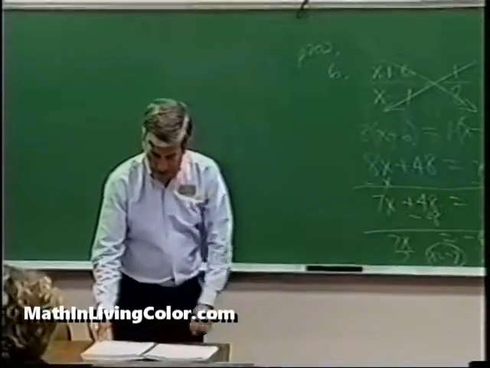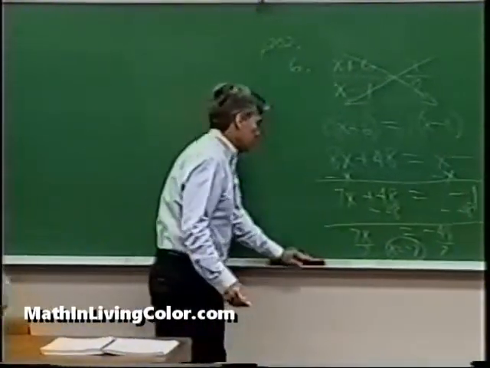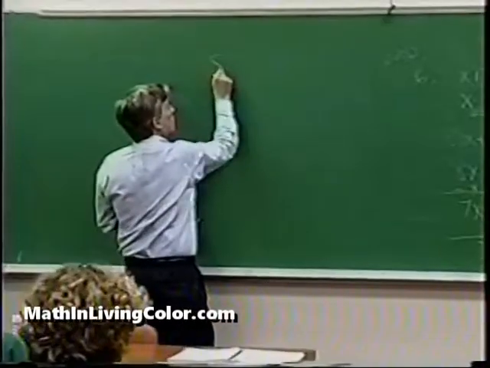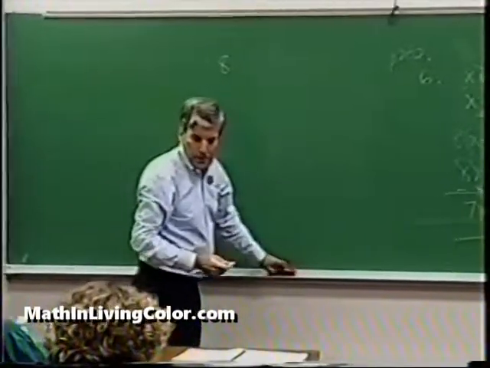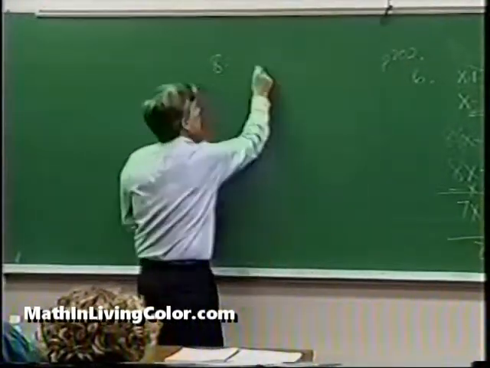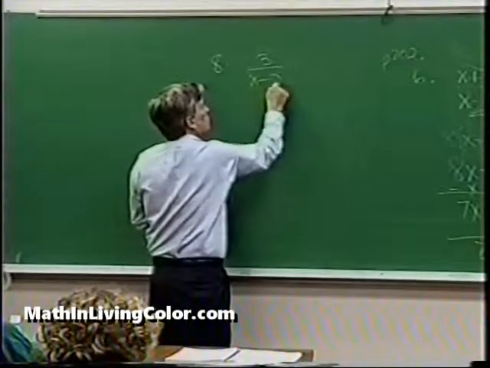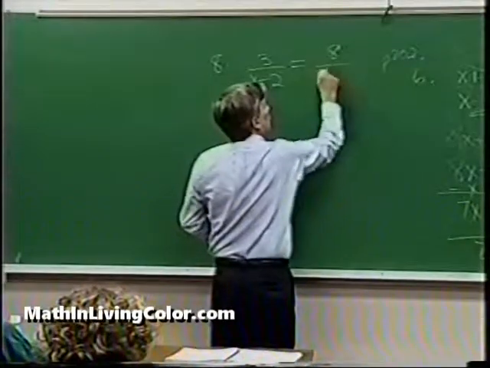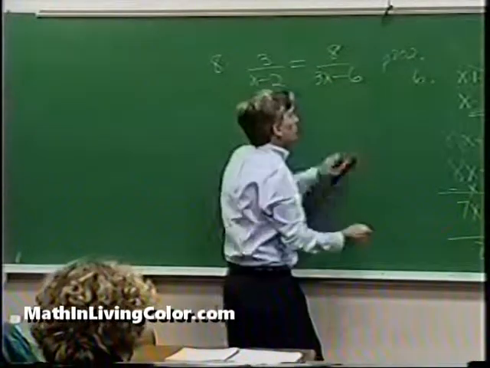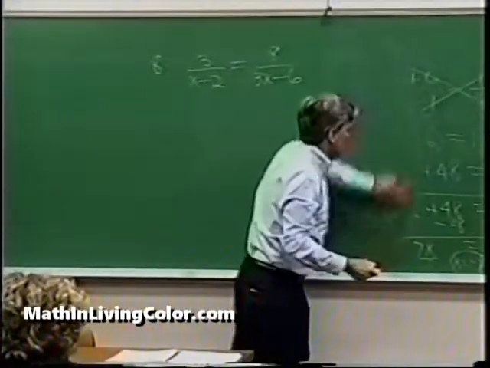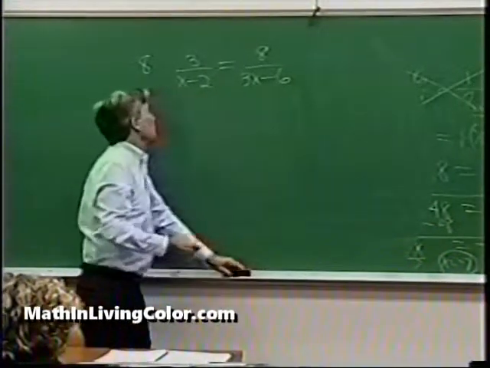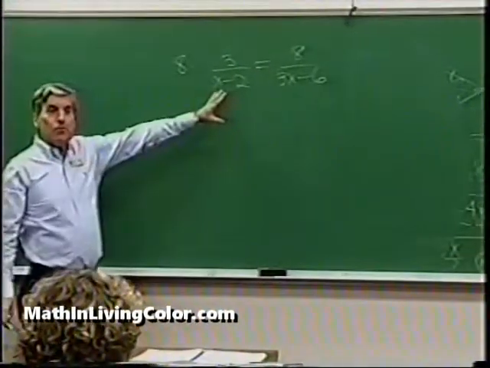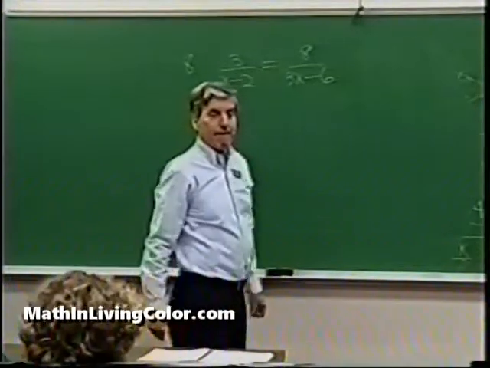On the next page, number 8. Number 8. And the problem says 3 divided by x minus 2 equals 8 divided by 3x minus 6. Okay? There's something different about this problem. Yes? Just a quick question.